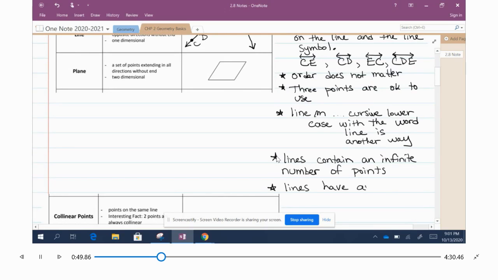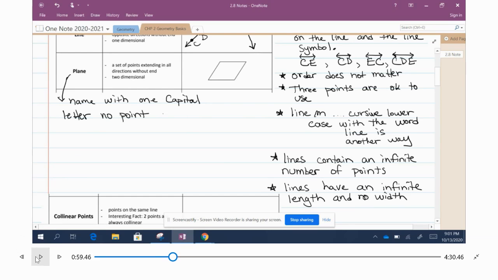That's true. And infinite length, no width, or 0 for the width. All right, down to plane, I forgot to write something down here, so I'll just say it. I should have said plane G. I don't know why that didn't show up right here. The word plane and then capital G. So when there's no point around the capital letter, they're trying to say, hey, that's the name of this flat surface. There's a second way.